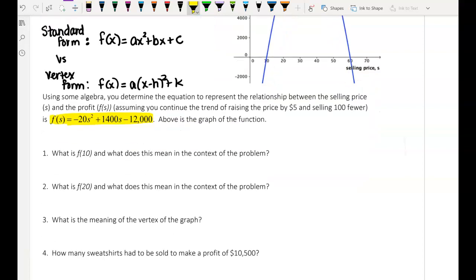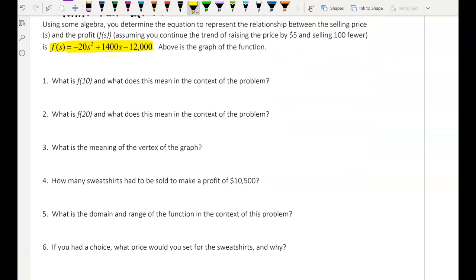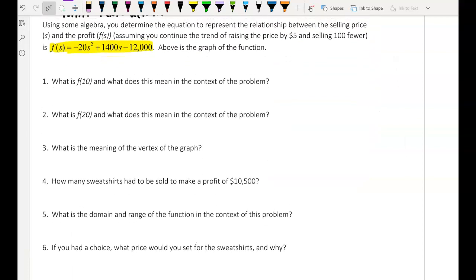So they're asking us a series of questions here about the graph. What is f of 10 and what does this mean in the context of the problem? What is f of 20 and what does this mean in the context of the problem? What is the meaning of the vertex of the graph? How many sweatshirts had to be sold to make a profit of 10,500? What is the domain and range of the function in the context of this problem? And if you had a choice, what price would you set for the sweatshirts and why?